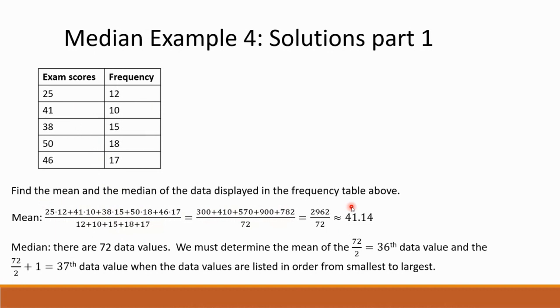Okay, now for the median, that's for the mean. For the median, if you add up the frequencies as we did here, we got 72, which is even. So we have to figure out 72 over 2, that's 36. So we need the 36th data value and the 37th data value when they're listed from smallest to largest.